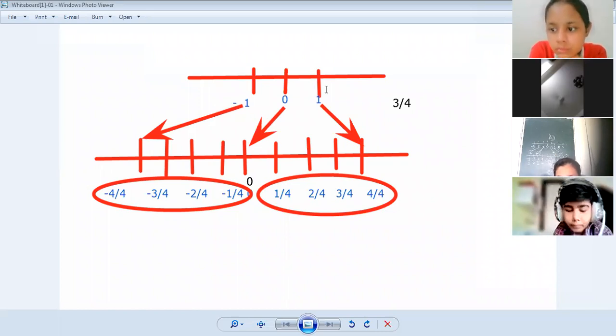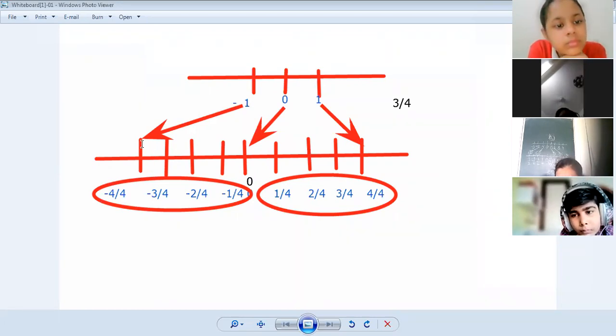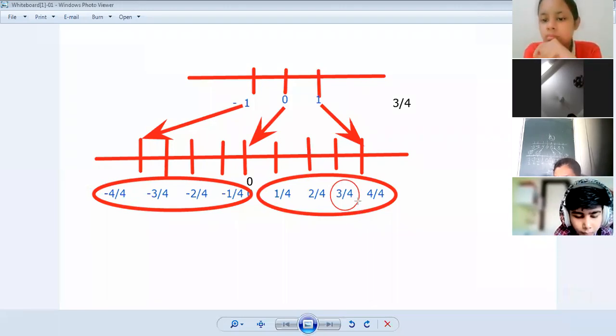Same in the case here also. Minus 1 by 4, minus 2 by 4, minus 3 by 4, minus 4 by 4. Where minus 4 by 4 is there, it is represented by minus 1 here. And we have to mark 3 by 4. So you can take a circle and draw a circle at 3 by 4 like this.